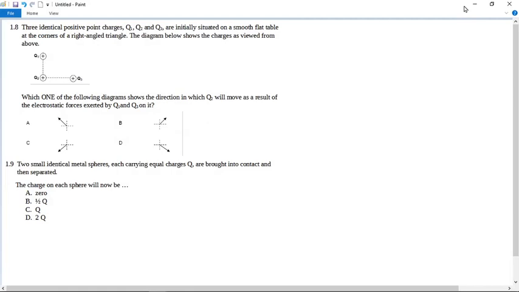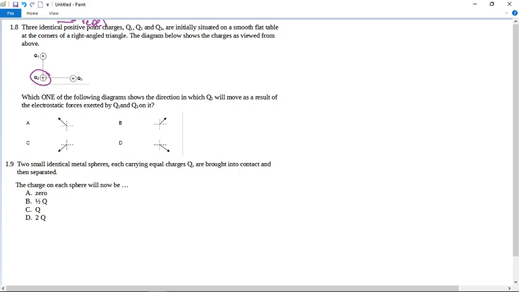Okay, now we've got a similar question to the one that came before. It says 3 identical positive point charges. They are all positive. If they are all positive, they are all going to repel, like charges repel. Okay, so it says to you they're initially situated on a smooth flat table at the corners of a right angled triangle. The diagram below shows the charges as viewed from above. So there's Q1, Q2, and Q3. They're corners of a right angled triangle. Which one of the following diagrams shows the direction in which Q2, that's this one at the corner, will move as a result of the electrostatic forces exerted by Q1 and Q3 on it?